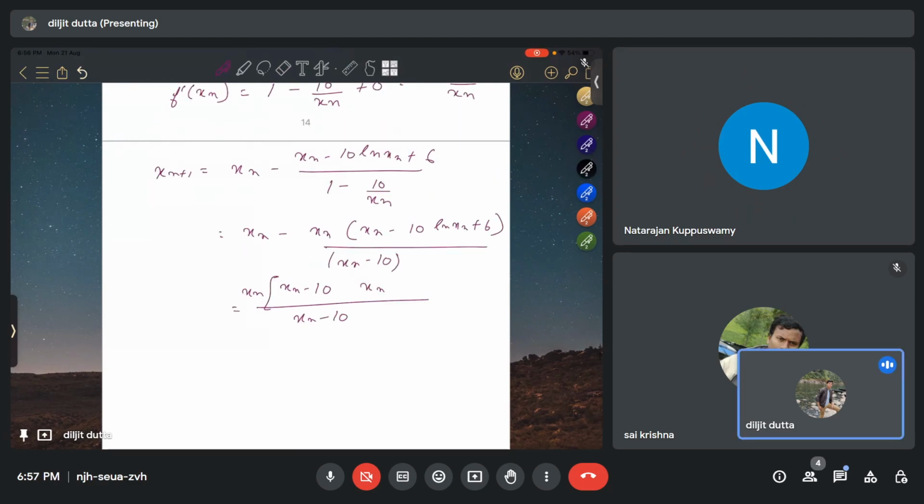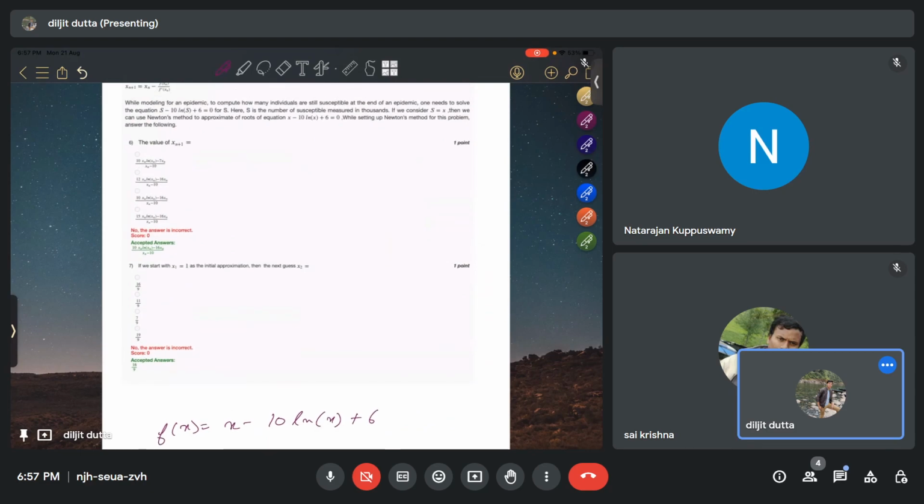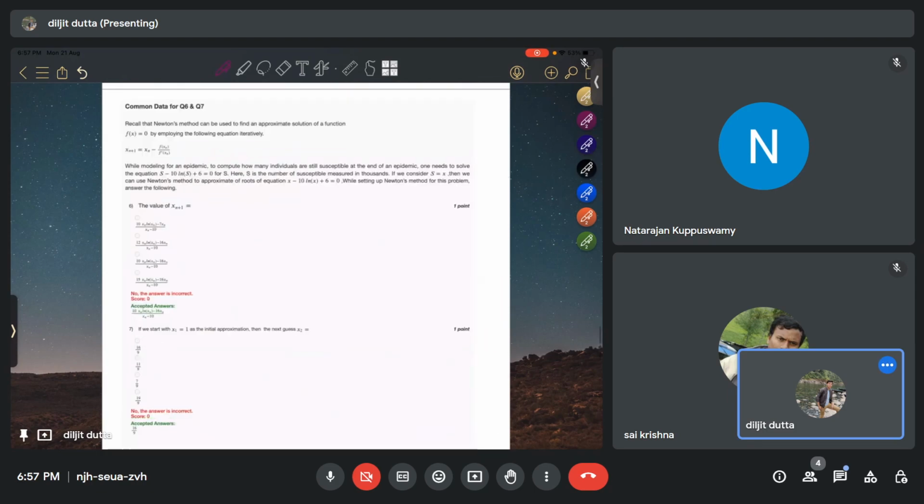Now here I am taking x n to the numerator, and taking the whole denominator, so x n minus 10 will come here. So it is minus x n plus 10 ln x n minus 6. I think x n will get cancelled. So I think this is the answer: 10 into x n ln x n minus 16 of x n, by x n minus 10, I think.